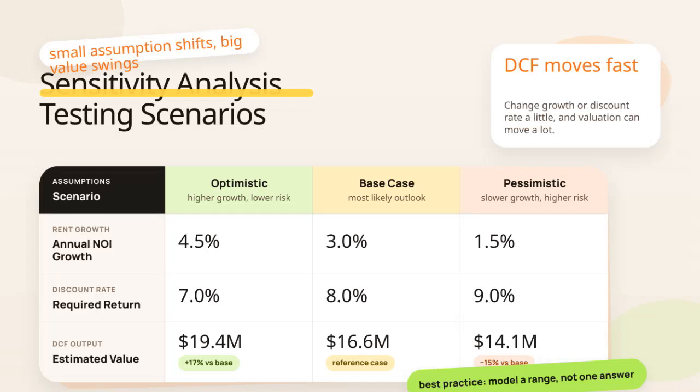When we talk about sensitivity analysis, we're really looking at how changes in our assumptions impact the valuation. Discounted cash flow, or DCF models, are particularly sensitive. Small tweaks in growth rates or the discount rate can cause significant swings in value. For example, if we adjust rent growth or the annual NOI growth rates up or down, or if we shift the required return, the estimated property value changes noticeably.